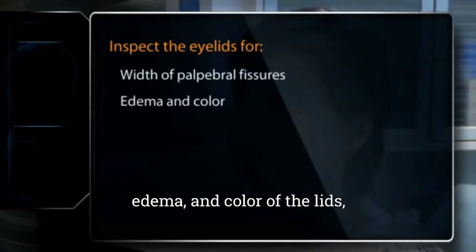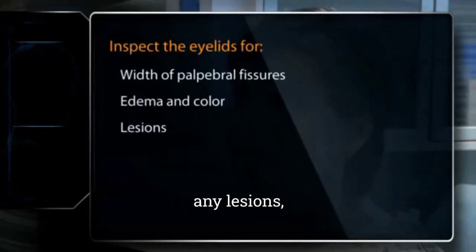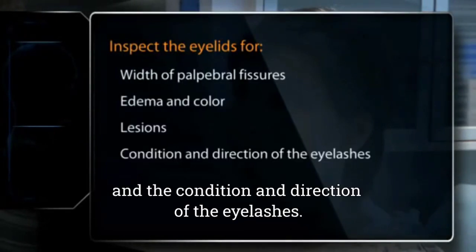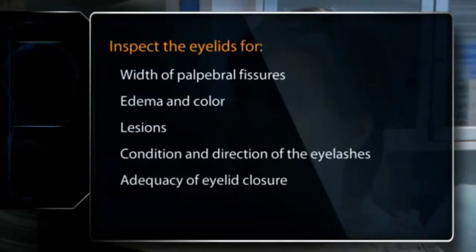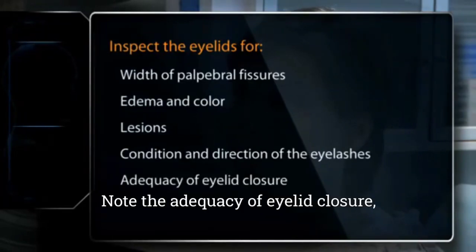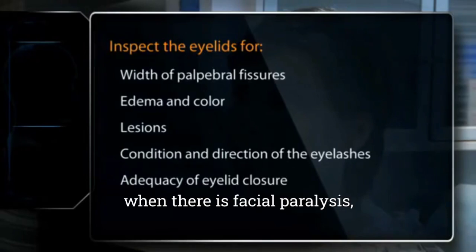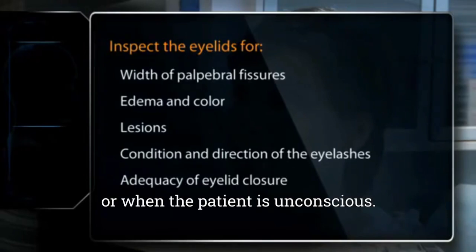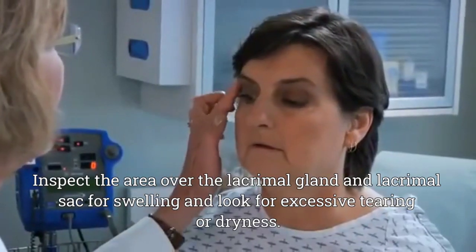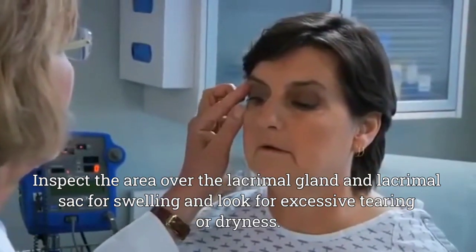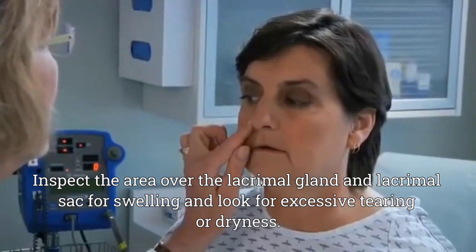Also, examine the eyebrows and closely inspect the eyelids for the width of the palpebral fissures, edema, and color of the lids, any lesions, and the condition and direction of the eyelashes. Note the adequacy of eyelid closure, especially when the eyes are unusually prominent, when there is facial paralysis, or when the patient is unconscious. Inspect the area over the lacrimal gland and lacrimal sac for swelling, and look for excessive tearing or dryness.